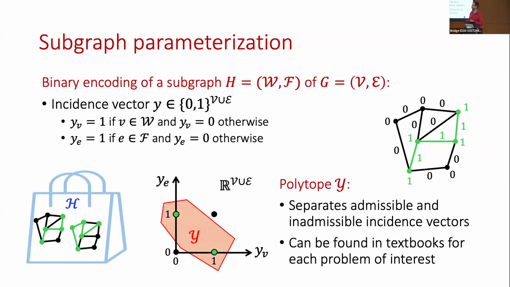If you can find a nice convex set, typically a polytope, that separates the points in this high-dimensional space that represent admissible subgraphs from the ones that represent inadmissible subgraphs, then you have a computationally tractable optimization. And the good news is that for essentially any standard combinatorial optimization problem, this polytope is described by linear inequalities, in standard terms.